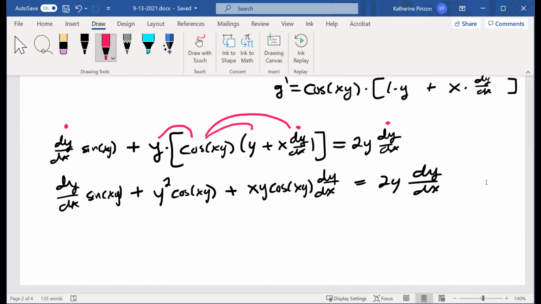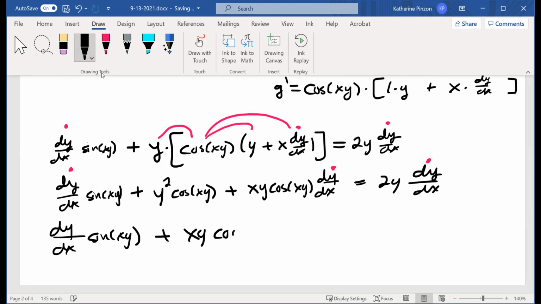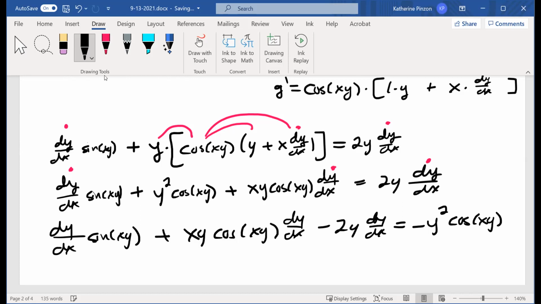Okay, now I need everybody with a dy/dx on the left side. So this one and this one on the left side, and everybody else, namely y squared cosine xy, on the right side. So the only thing I have to do is move this 2y dy/dx to the left and move this y squared cosine xy to the right. So dy/dx sine xy plus xy cosine xy dy/dx minus 2y dy/dx equals, when I move this to the right, it gets a minus as well, y squared cosine xy.